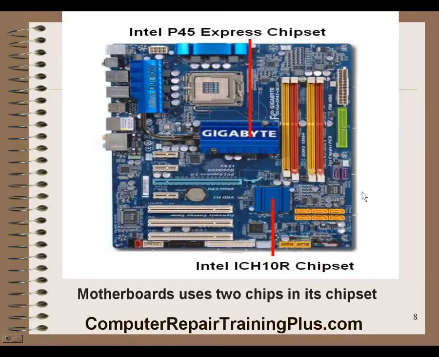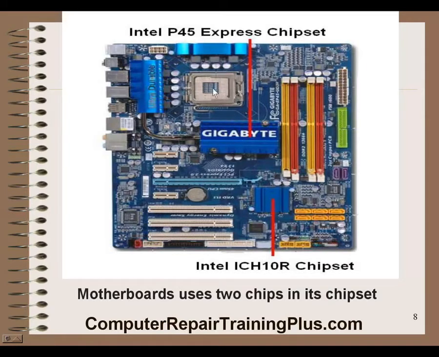Here's an example of a Gigabyte motherboard. We have the Intel 45 Express chipset again. This would be your north bridge. Your south bridge would be down here. This would be your I/O controller. Now the north bridge is going to control your memory, so your memory slots are here right next to it. Also you have a PCI Express slot here for your video card.